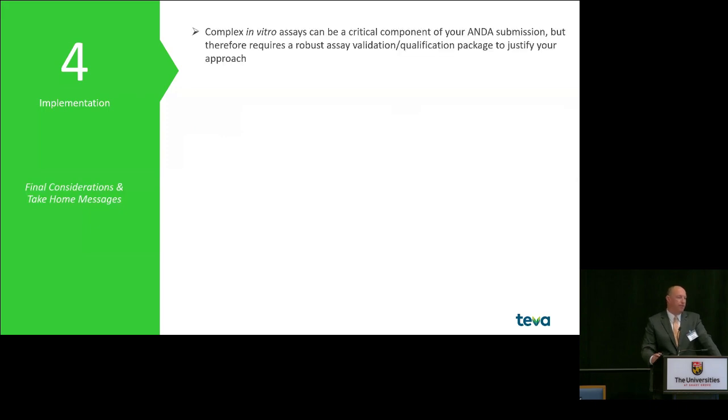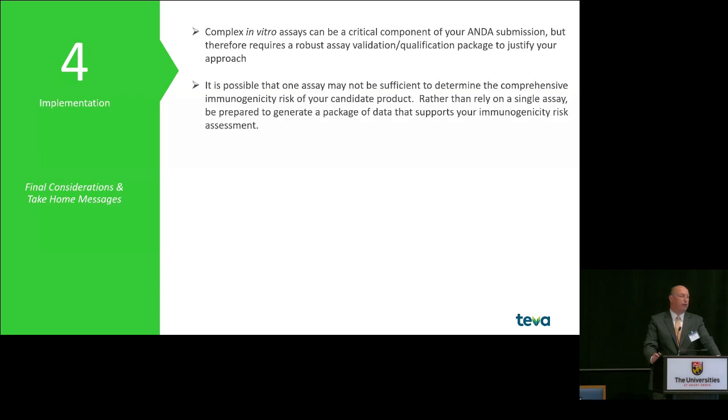So, final considerations and take-home messages. Complex in vitro assays can be a critical component of an ANDA submission, but therefore require a robust assay validation and qualification package to justify your approach. It is possible that one assay may not be sufficient to determine the comprehensive immunogenicity risk of your candidate product. Rather than relying on a single assay, be prepared to generate a package of data that supports your immunogenicity risk assessment. Ensure that your data package is robust and comprehensive and that you have a sufficient donor pool.